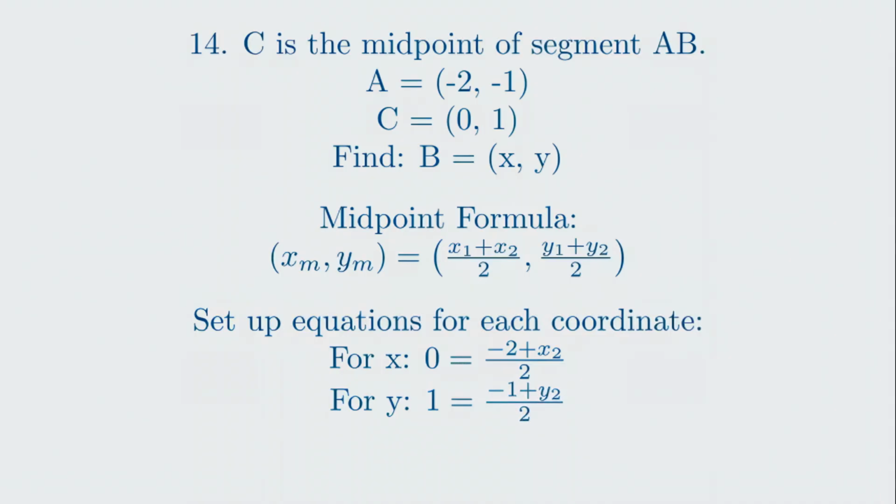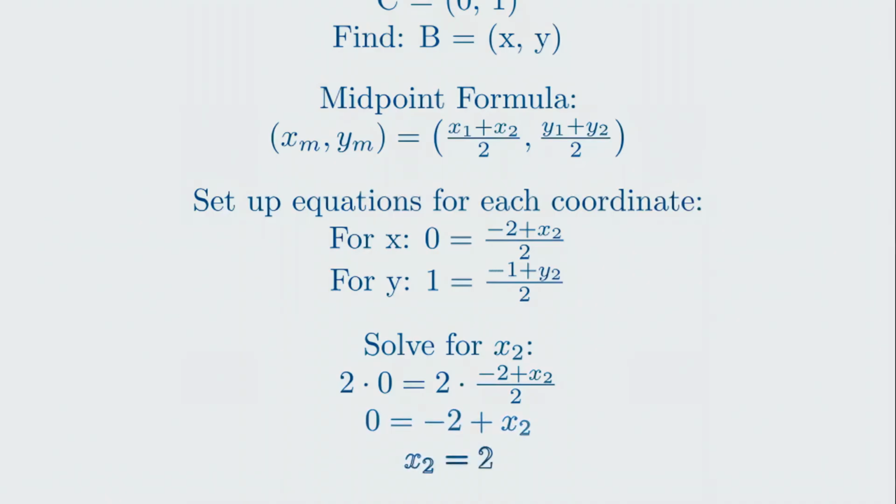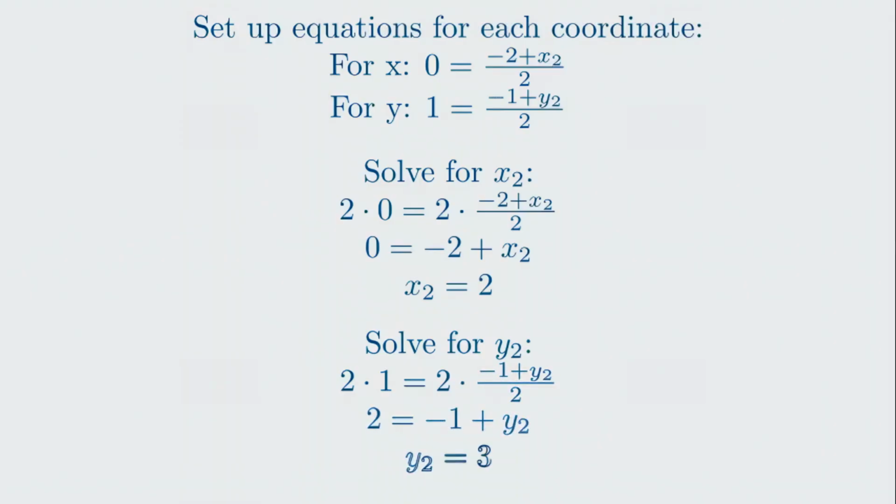Now let's solve the first equation for x2. First, multiply both sides by 2. 2 times 0 is 0. So 0 equals 2 plus x2. To solve for x2, subtract 2 from both sides. We find that x2 equals negative 2. Next, let's solve the second equation for y2. First, multiply both sides by 2. 2 times 1 is 2, so 2 equals 1 plus y2. To solve for y2, subtract 1 from both sides. We find that y2 equals 1, so the coordinates of point B are negative 2, 1.